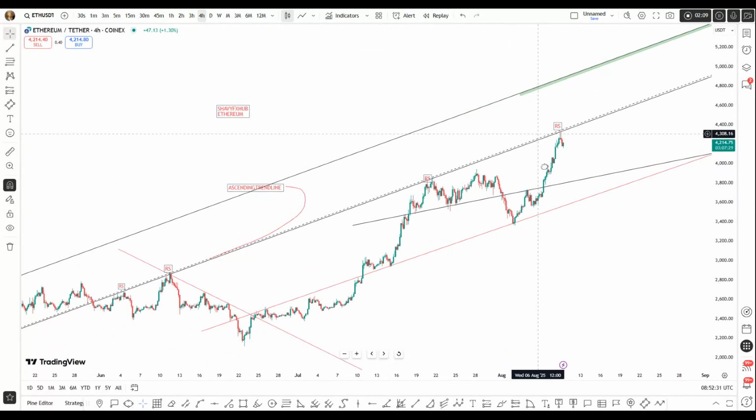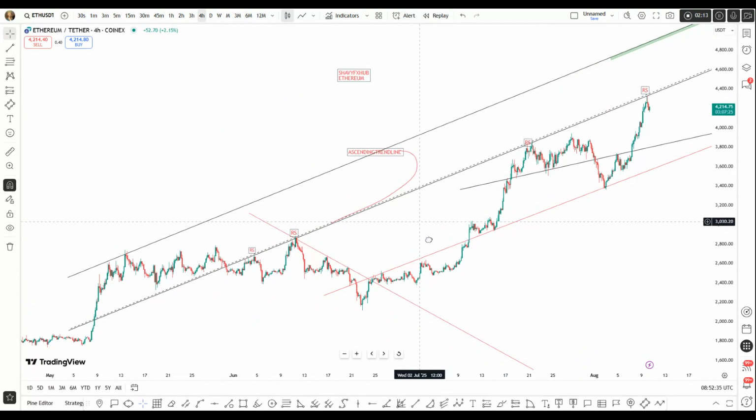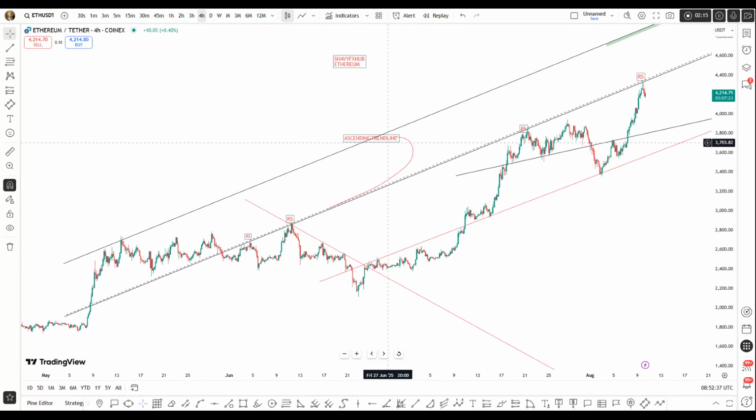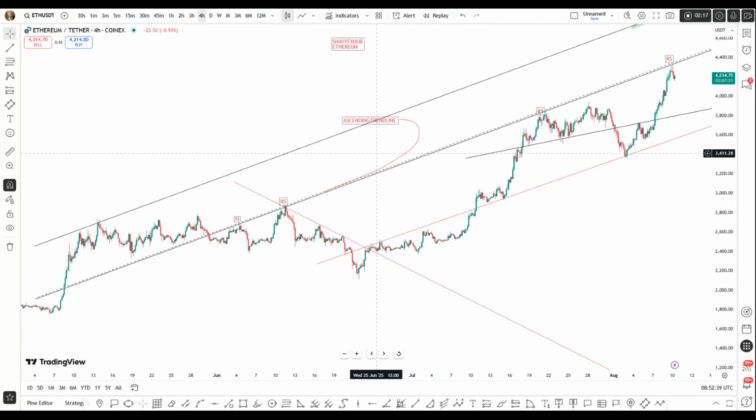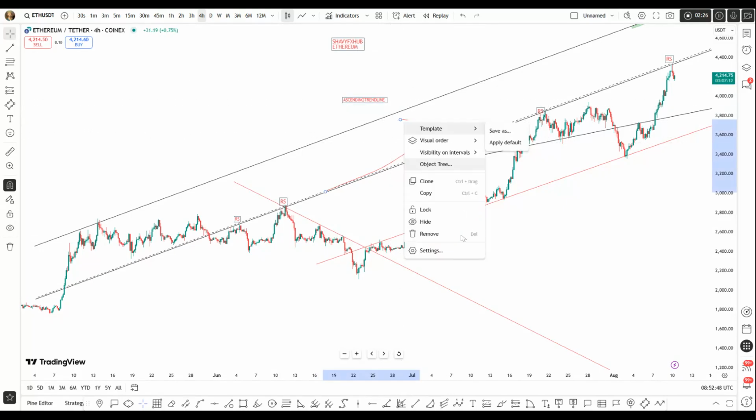I don't know if that's going to be possible, but I'm just saying what the structure of the market is at the moment. This is what the structure of the market is at the moment. So if we are judging the current structure of the market, this is what it looks like.